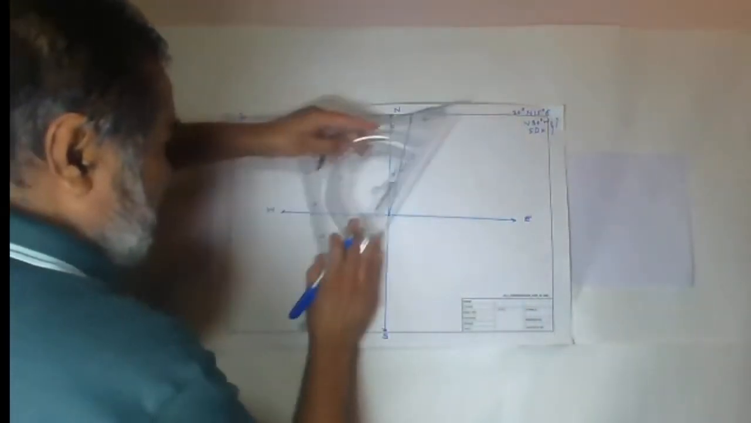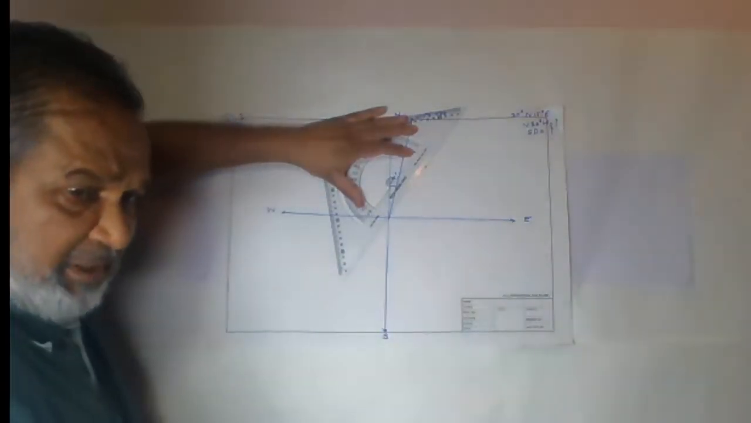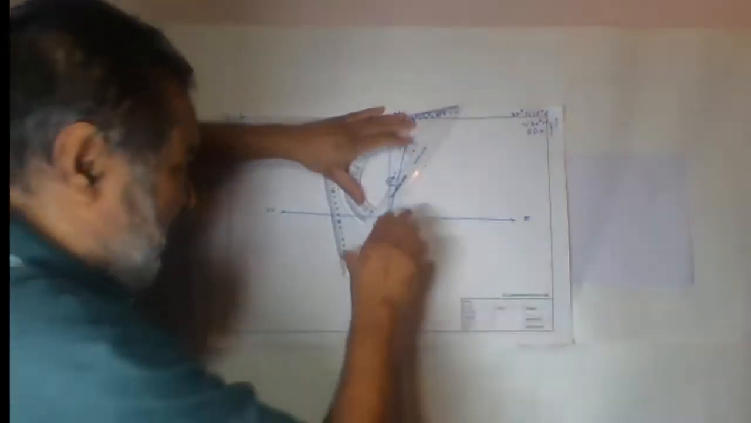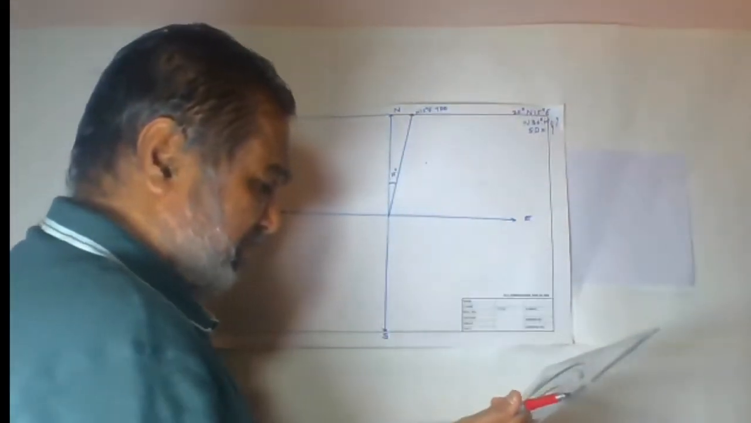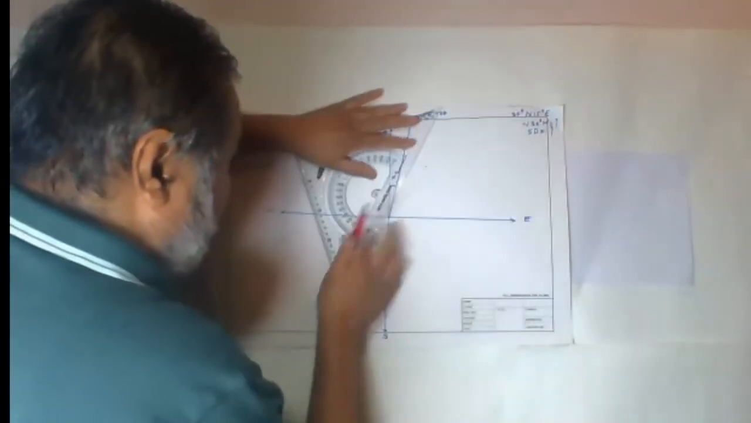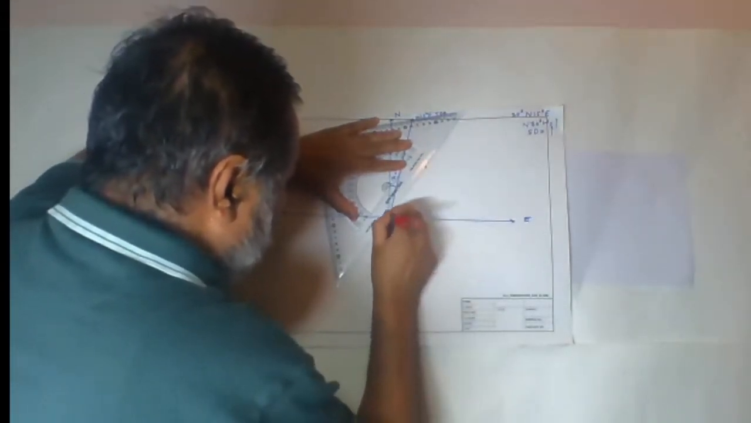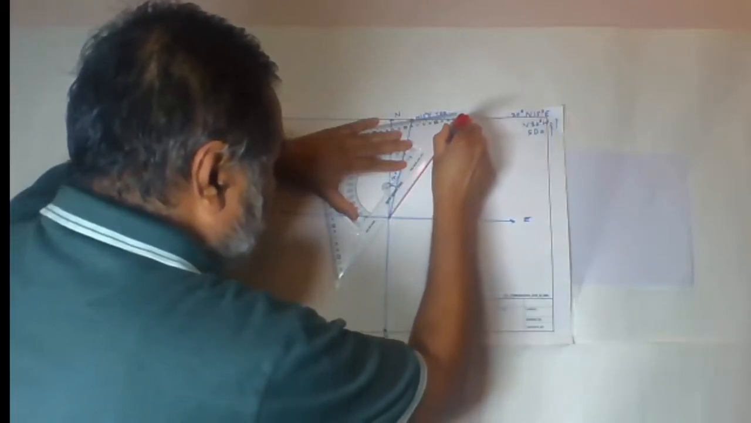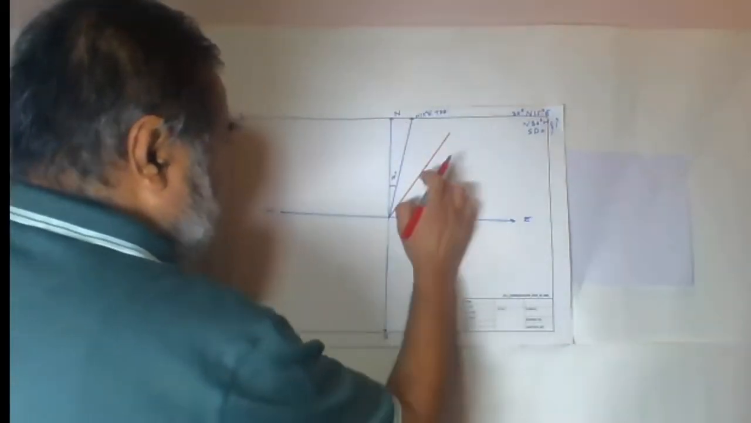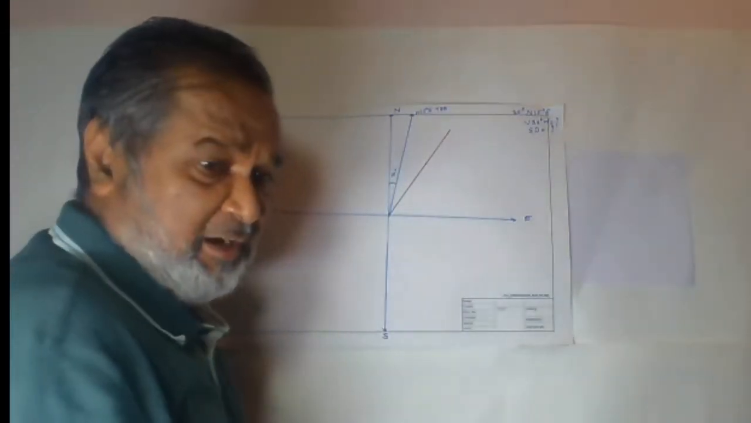Now this point also you have to join. If you have another pencil, use it. I will use the colored pencil here so that you can see the difference between the apparent dip and the true dip. Now join this point to the center. Otherwise, if you are using the same color, make it a dotted line. That has to be done properly.